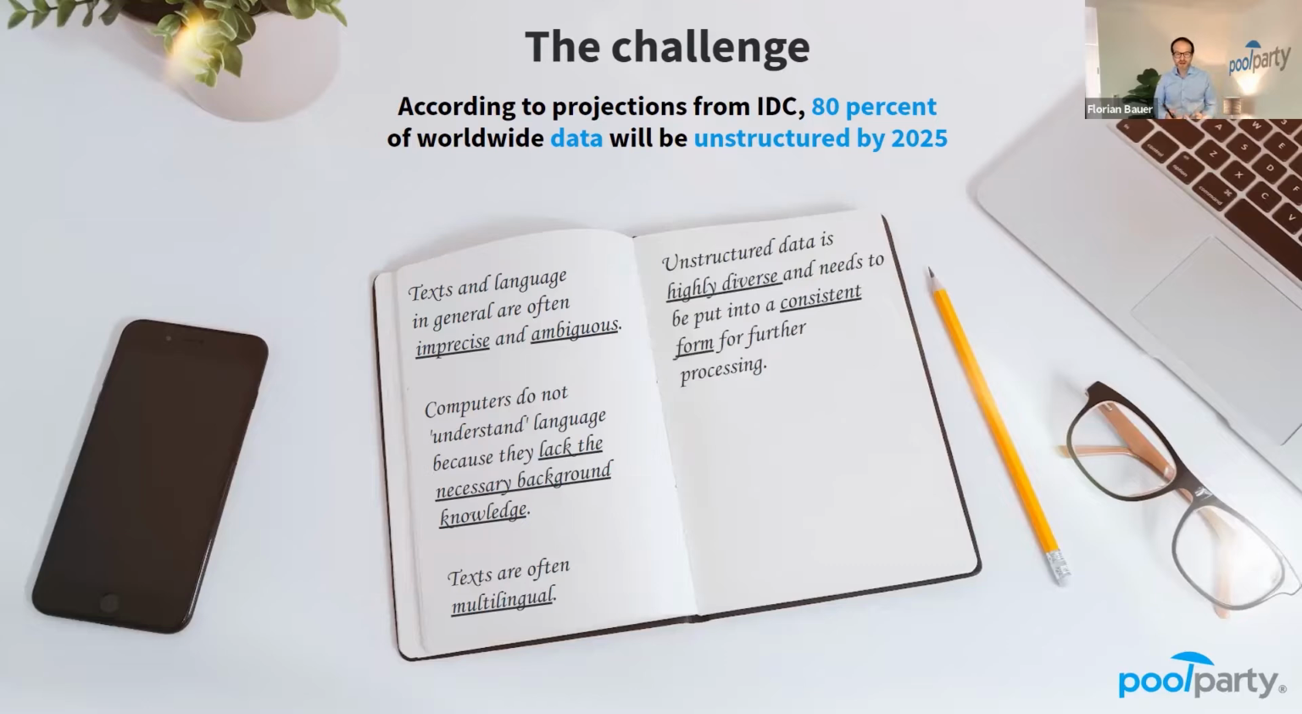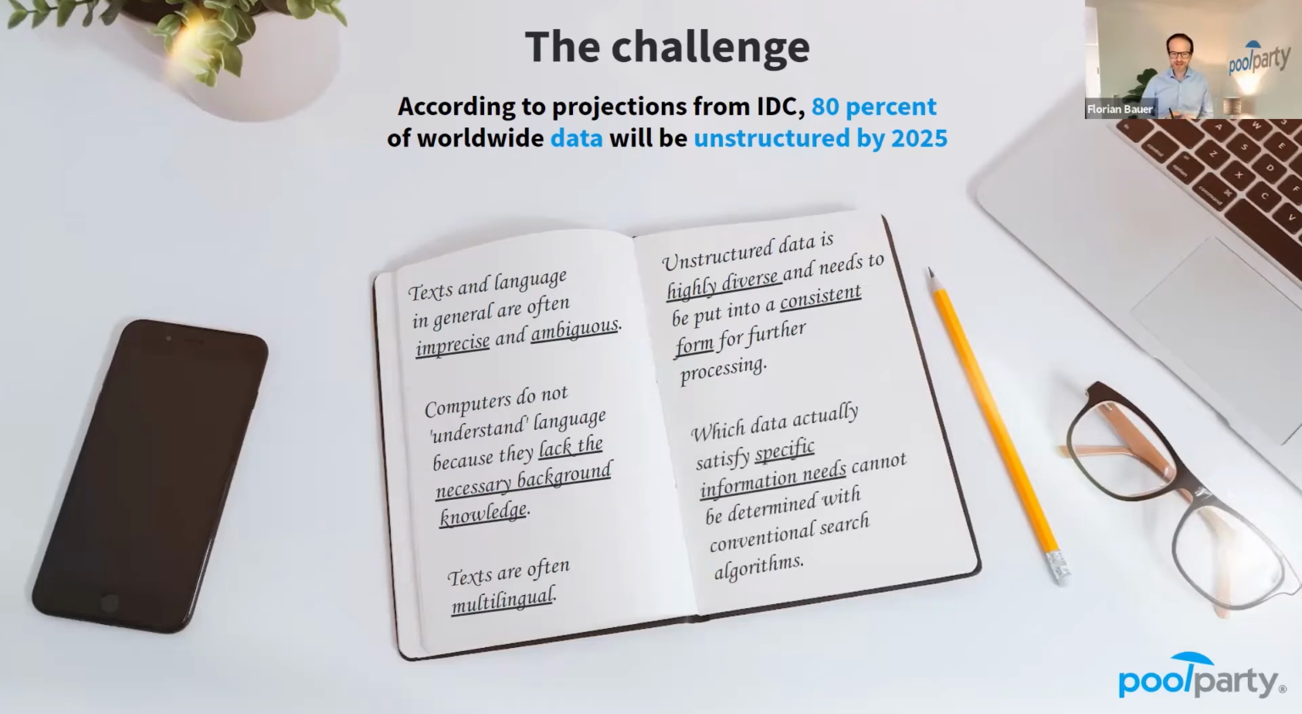And as we know, unstructured data is very, very diverse, and to be able to process it further, we need to put it into a consistent form. We need to have a kind of a basis to allow further automated processing. And last but not least, it's quite a challenge for conventional searches. It's quite a challenge to determine what is the actual information need that a user or a customer has, because the underlying data is in unstructured form. So as you can see, lots of challenges, but there are solutions to that, and I would like to walk you through that today.